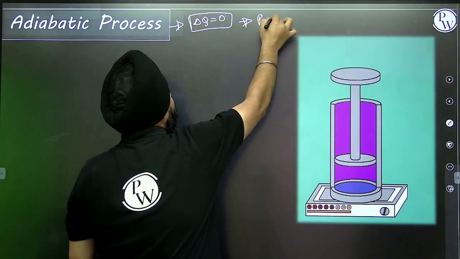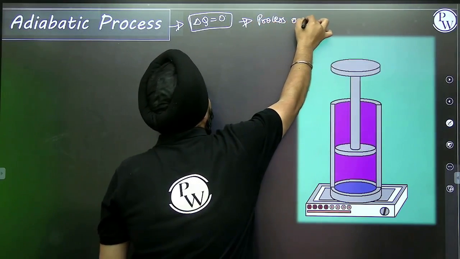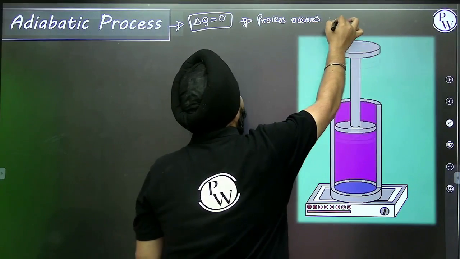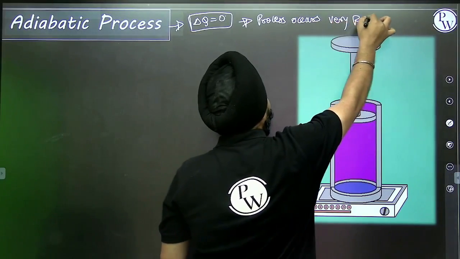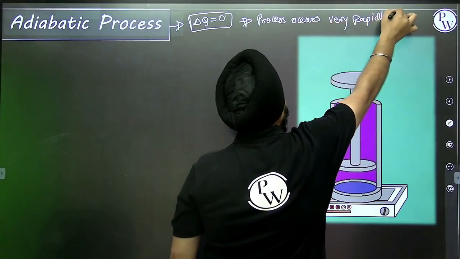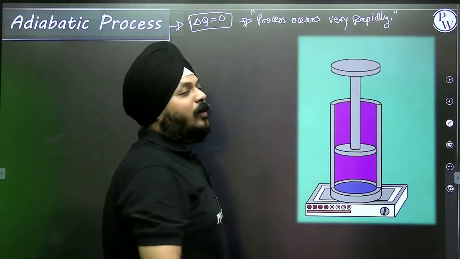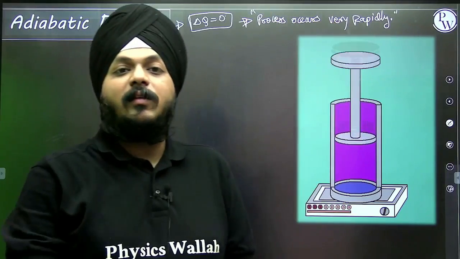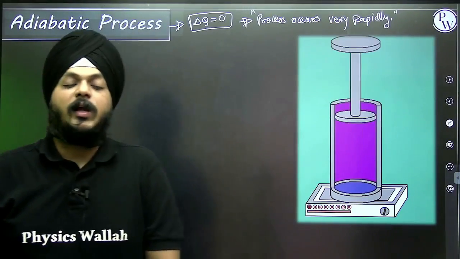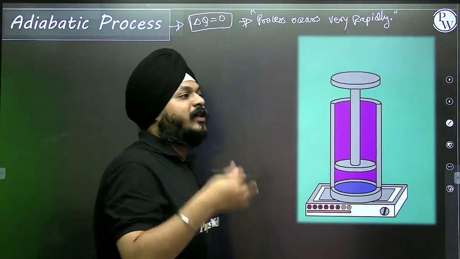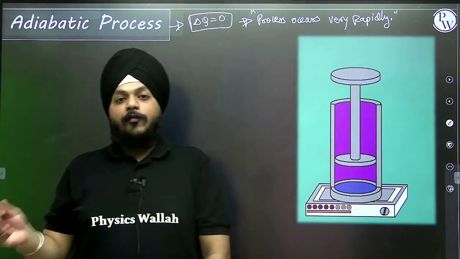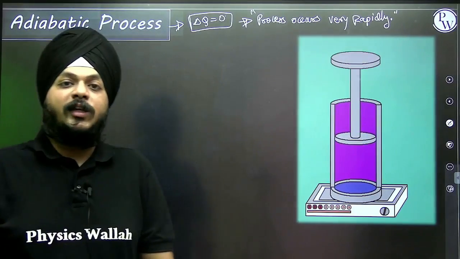Or the process occurs very rapidly. Generally, whenever anyone is explaining the thermodynamic process, they always say the net heat flow is 0. From the system, the net heat flow is 0.